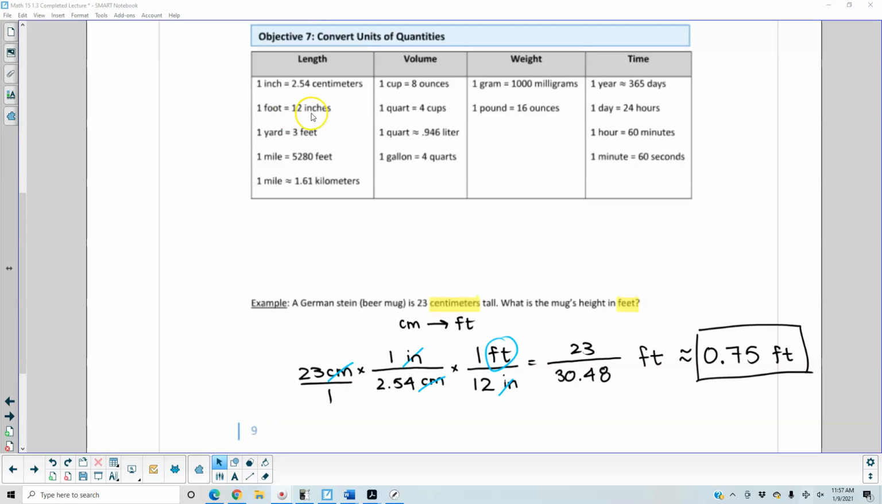1 foot is equal to 12 inches. 1 yard is equal to 3 feet. 1 mile is 5,280 feet. 1 mile is approximately 1.61 kilometers.